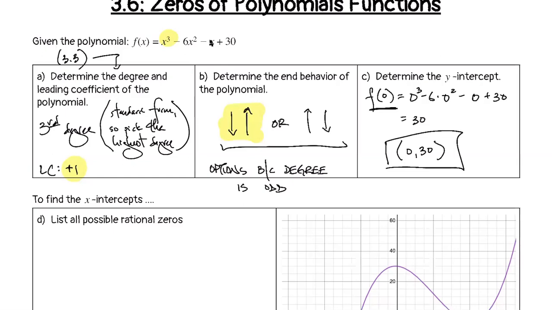All right, any questions about these parts A, B, and C? What's the LC plus 1 on the A box? For sure, that is the leading coefficient. Oh, okay, thank you. You're welcome. Okay. Any other questions about parts A, B, and C?